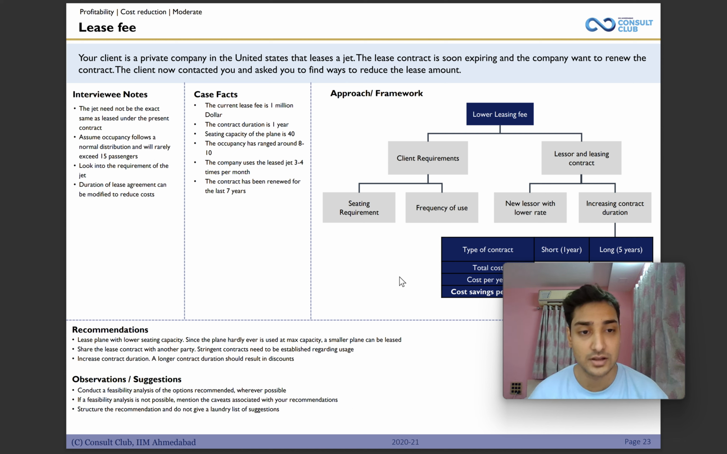So you also mention what are the things which need to happen to make this suggestion a reality. That also shows that you are thinking in realistic terms rather than just superficial terms. And yeah, conduct a feasibility analysis of options whenever possible. So definitely do that in an interview.